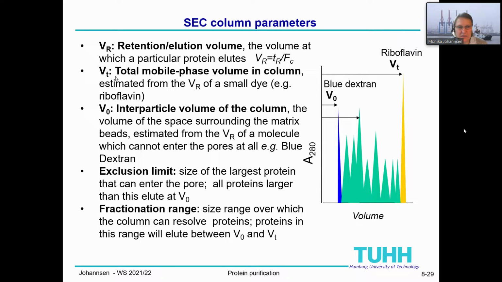And then we have this last peak here, these very small components. These give the VT, the total mobile phase volume in the column. This can be estimated from a very small dye, for example, like riboflavin. And this peak with all the very large components is given by the interparticle volume of the column, V0, and this can be estimated from a big molecule which cannot enter the pores at all. For example, blue dextran is used for that.